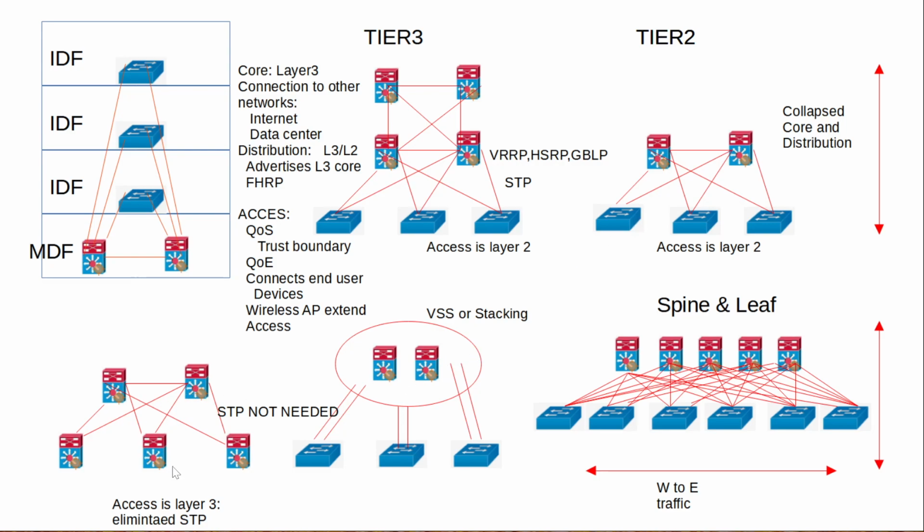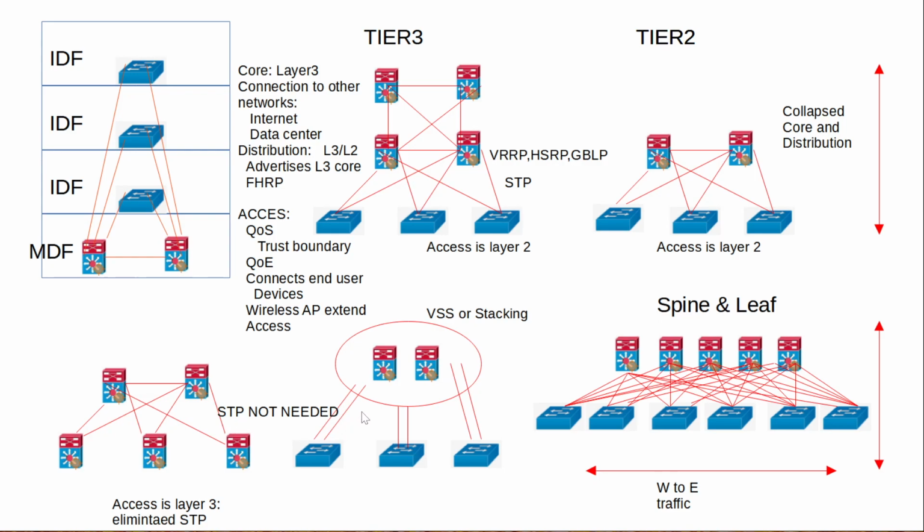But what happens if you can spend more money and get multilayer switches in your access layer? You can run IP in your access layer and have a pure IP environment. If you have a pure IP environment, you will get rid of a spanning tree protocol, which is a good thing.